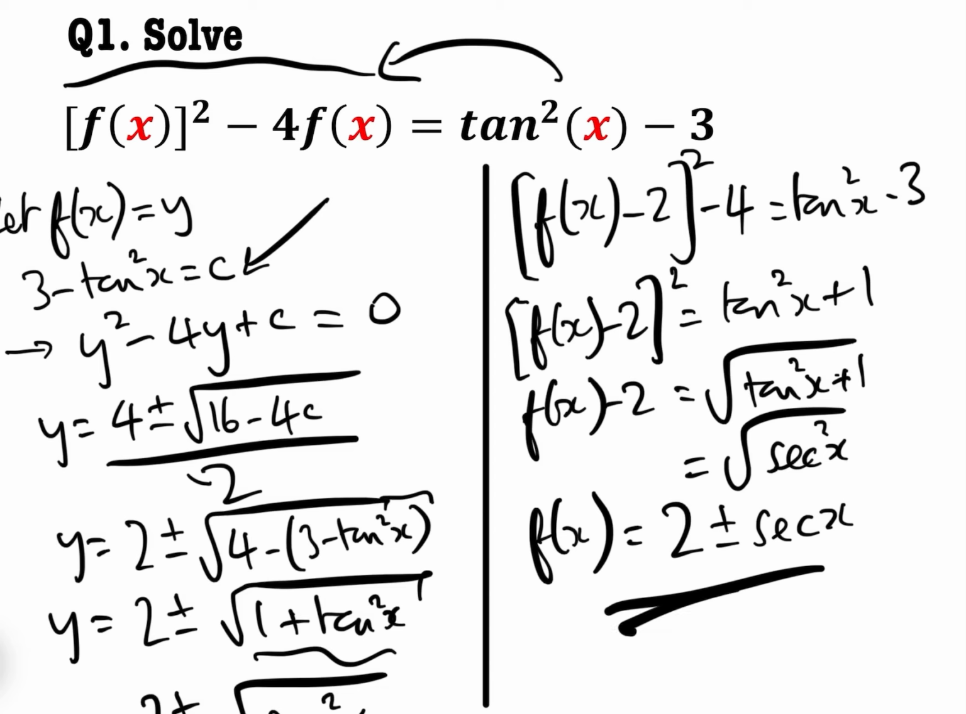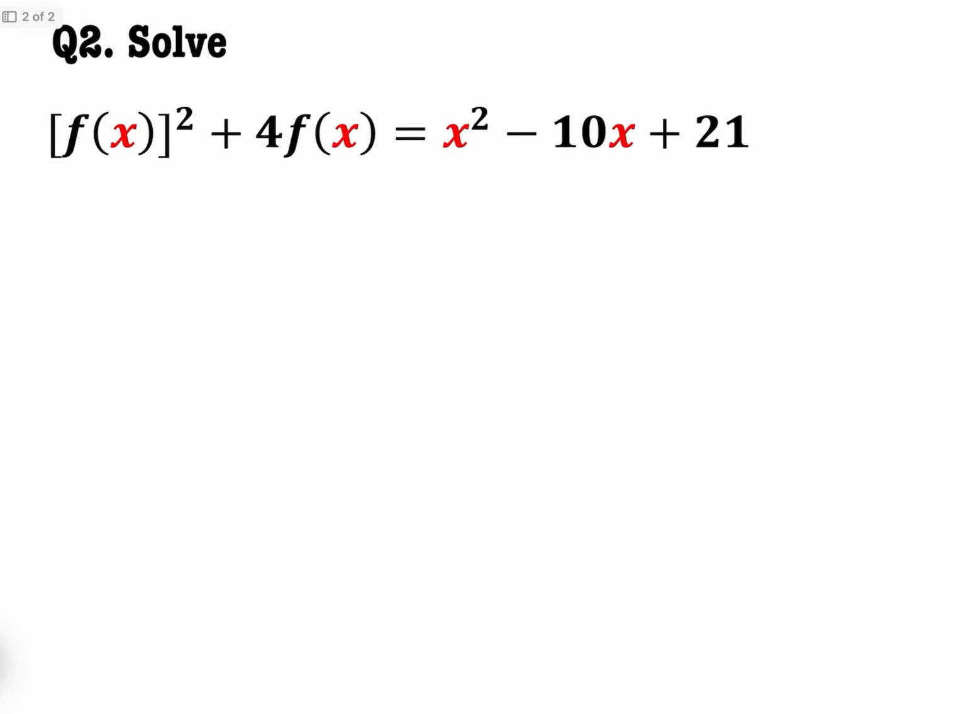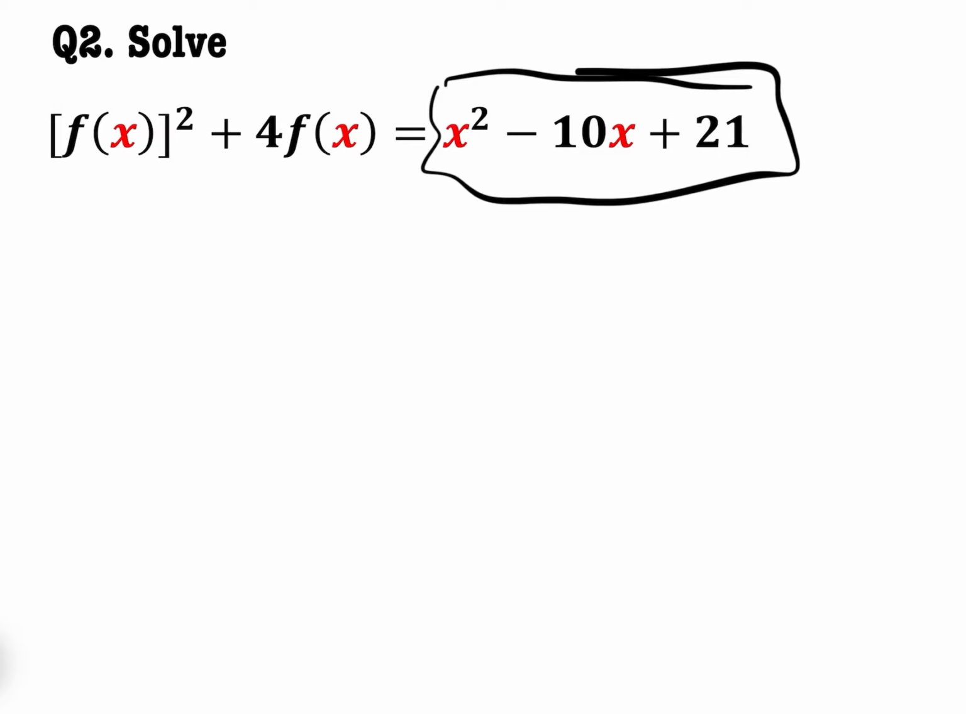Okay, now let's have a look at a more common version of this question, which is solve f(x) squared add 4f(x) equals a quadratic. This is where you tend to see it more. The reason I've done these questions in this order is that you'll see it doesn't really matter what is over here. The completing the square method or using the quadratic formula works. So let's have a look at method 1.